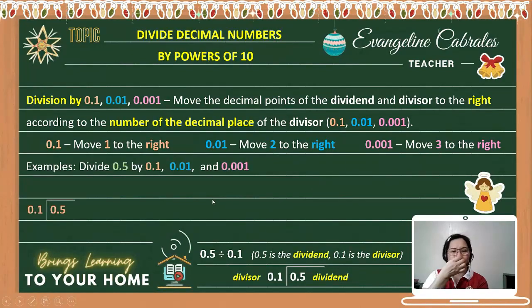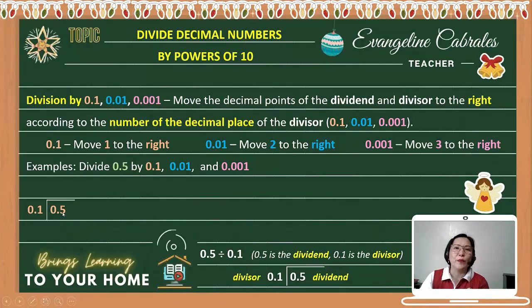Sample. 5/10ths will be divided by 1/10ths, 100ths, and 1,000ths. So, ito yung 5/10ths, siya ang dividend, at yung 1/10ths ang divisor. Ilang beses i-move to the right? Pag 1/10ths, isa lang. Kaya yung 1/10ths ay magiging 1, at dahil isang beses nag-move sa divisor, isang beses din mag-move sa dividend, kaya ang 5/10ths ay magiging 5.